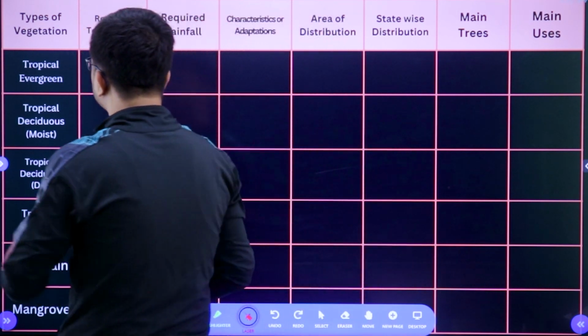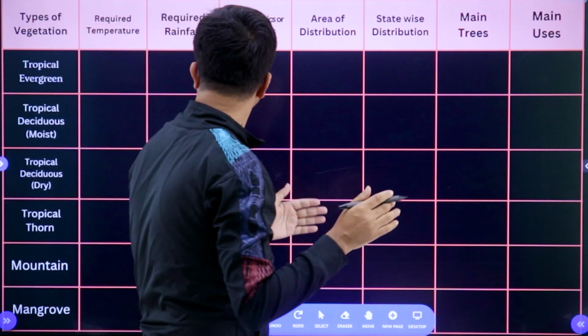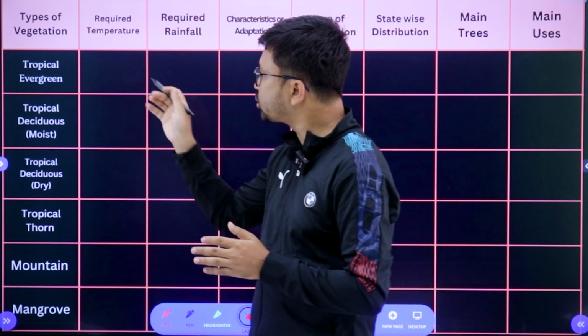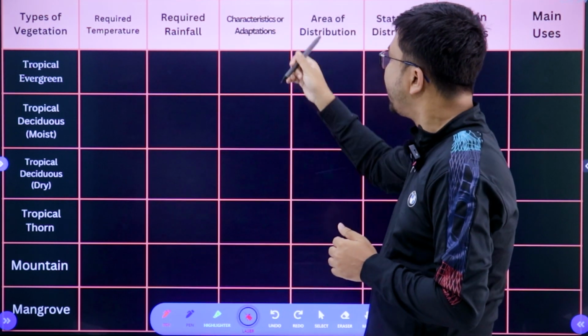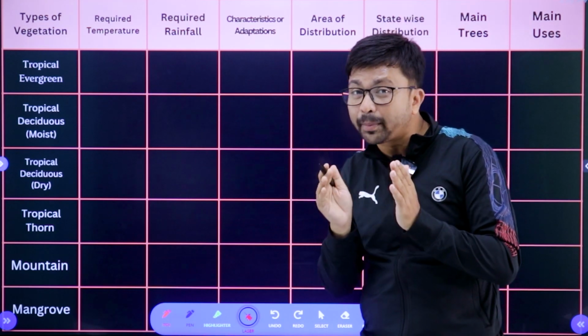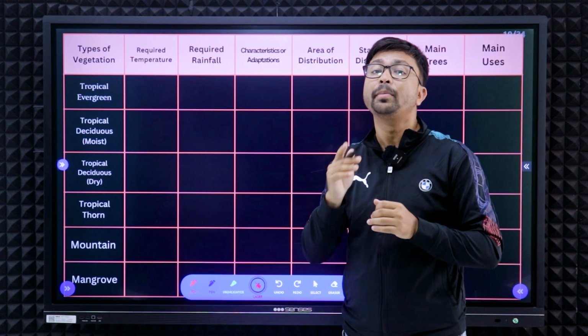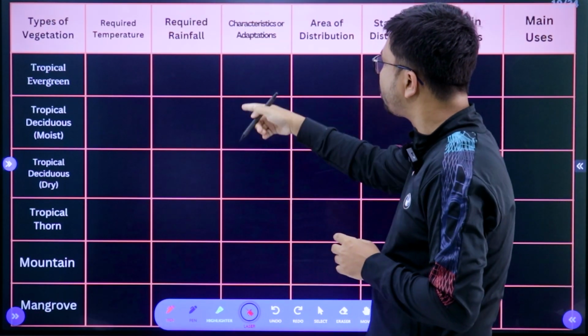First you write the types of vegetation, then the required conditions. Required conditions means you need to mention the required temperature, how much temperature is required for the particular vegetation, as well as how much rainfall is required. Next, characteristics or adaptations: different types of vegetation develop different types of adaptations to survive. That adaptation you need to write here.